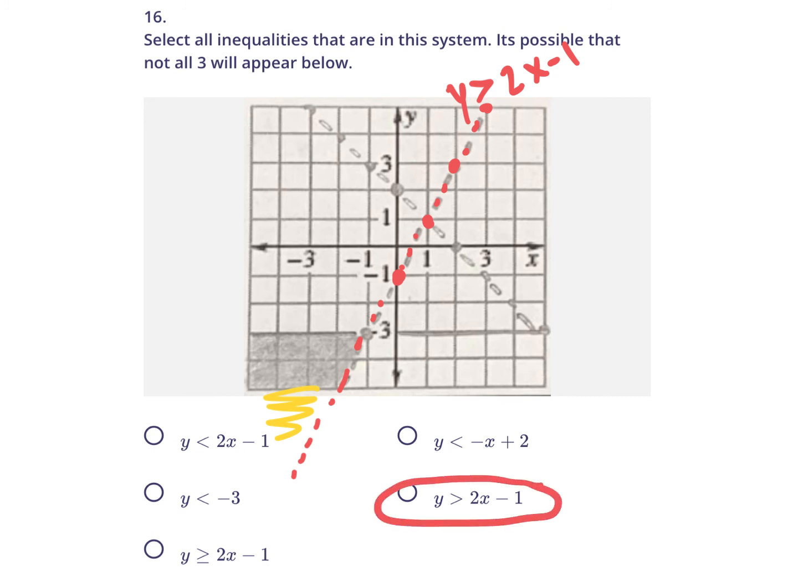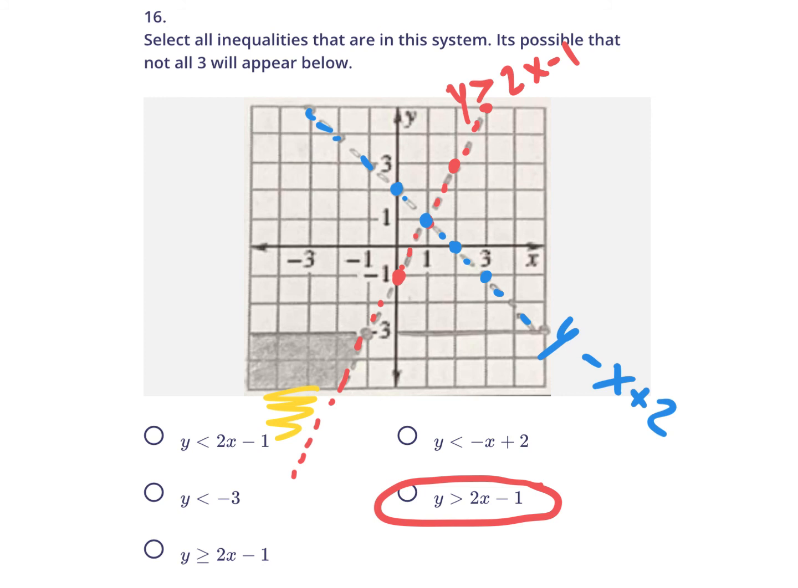Let's move on to another one. Let's do this one in blue. Crosses at 2. You go down 1 over 1, down 1 over 1, down 1 over 1. So this dotted blue line has a slope of down 1 over 1. That's just negative x, and it crosses at 2. But the question is, is it less than, greater than, less than or equal to, greater than or equal to? Obviously, it's dotted, so it's not going to be less than or equal to or greater than or equal to.